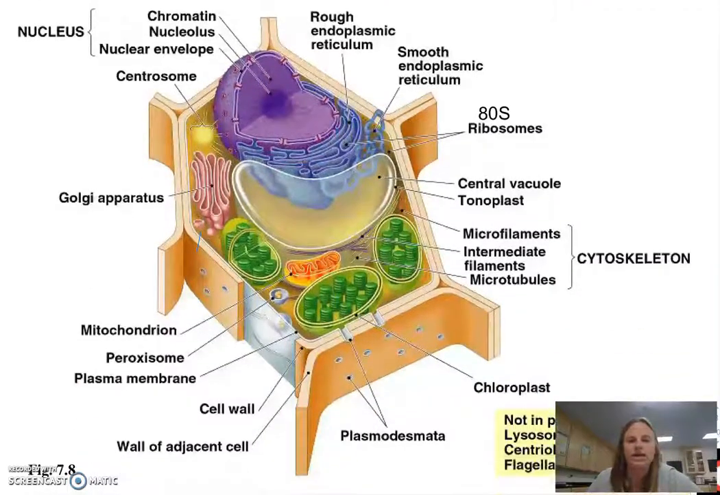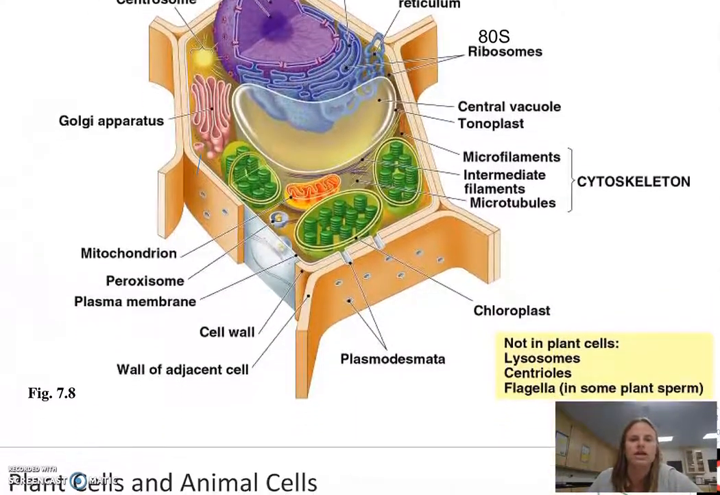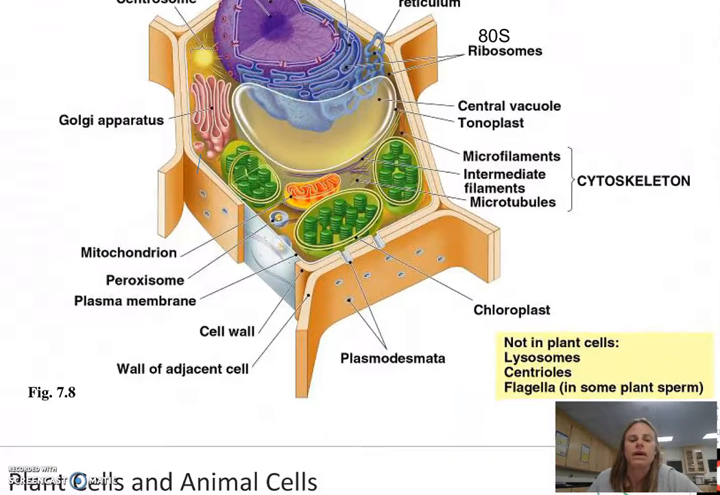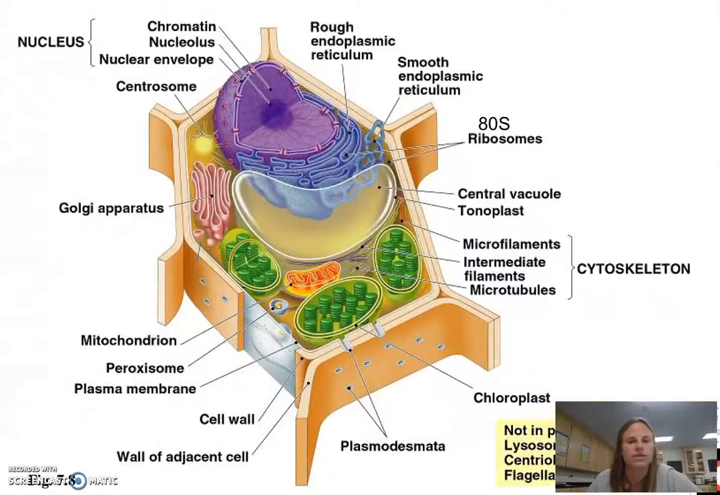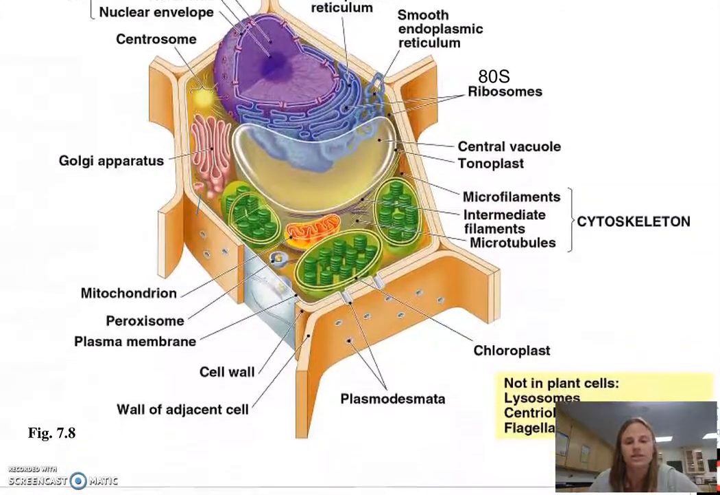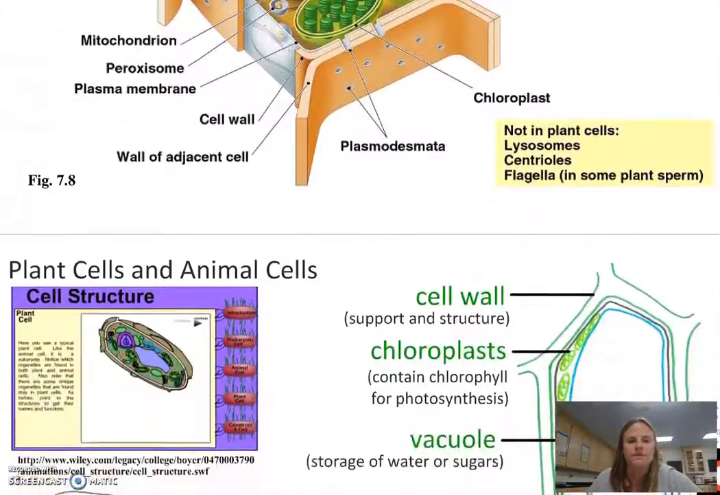Whereas if I look at the plant cells, they will not have lysosomes. They won't have centrioles. So lysosomes are used in digestion. Centrioles are used during cell replication, and flagella are found in some plant sperm.